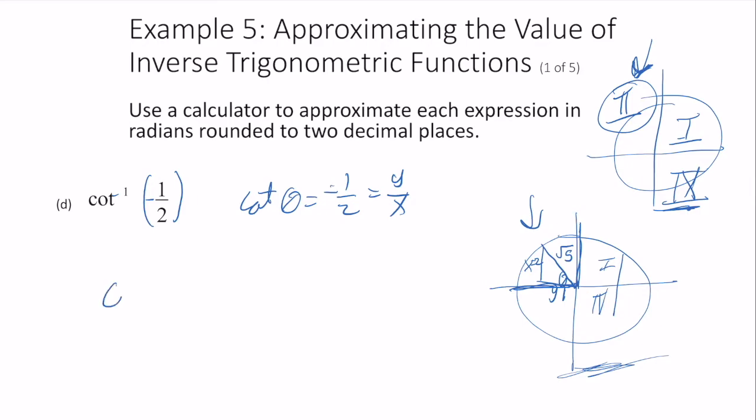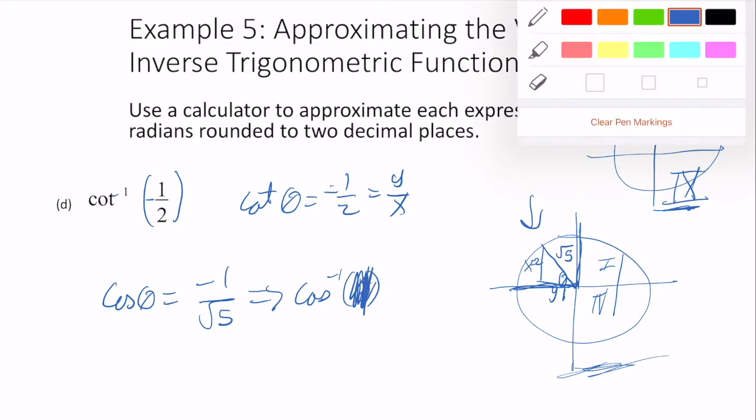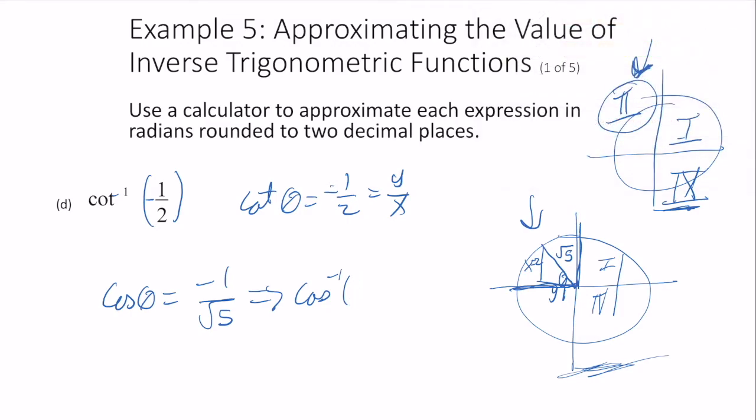So we could rewrite this as cosine of theta is -1 over the square root of 5. That means we could solve that with cosine inverse, arc cosine of -1 over the square root of 5 is our theta, which is going to be about 2.03. So that's why it's really important to know what quadrant you are in and where your functions are defined.